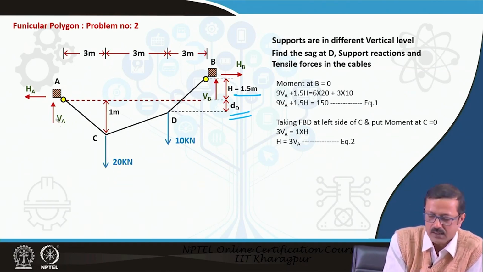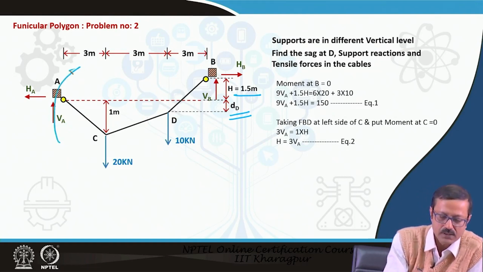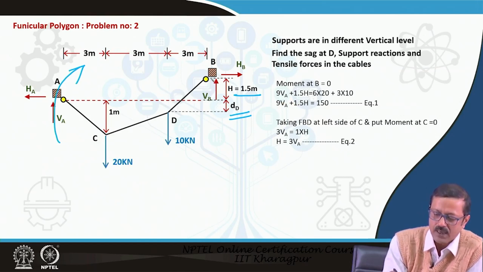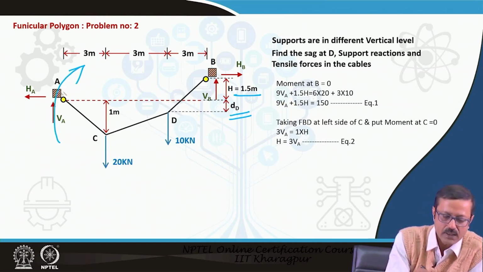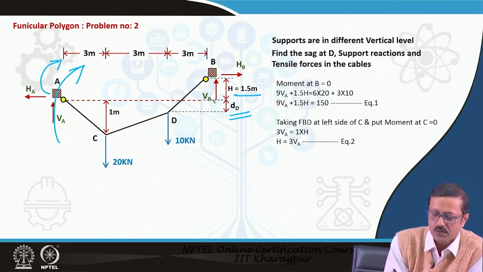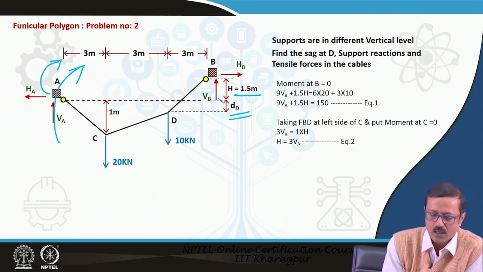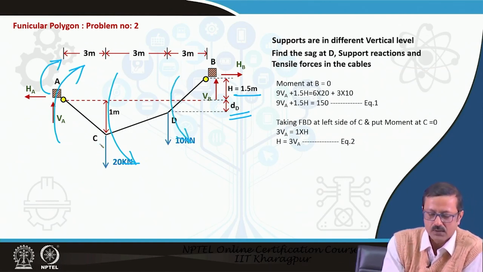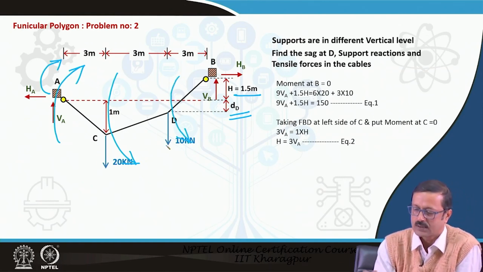So this VA is at a distance of 9 meters. So VA into 9 gives the moment in this direction, and HA into 1.5 will again create a moment in this direction, where the distance between the point B and this line is 1.5 meter. This must be equal to the moment generated by the loads at C and D, that is 20 into 6 plus 10 into 3. So this is the first equation.